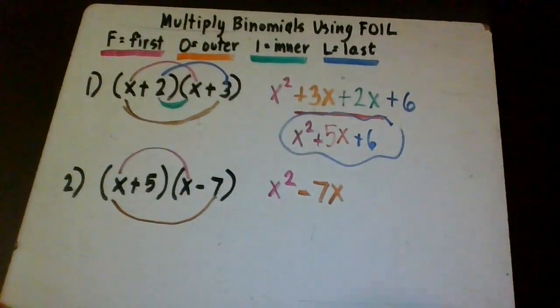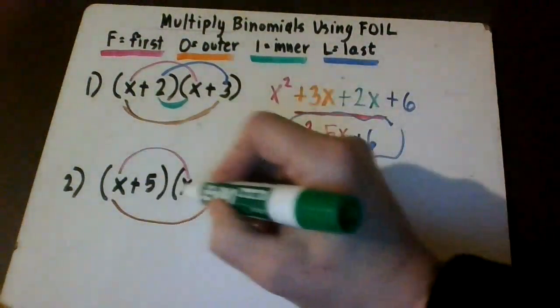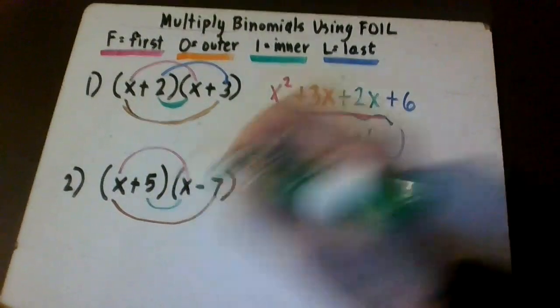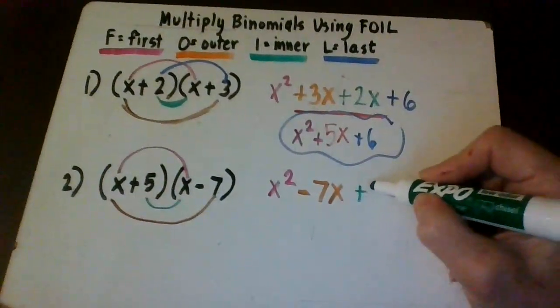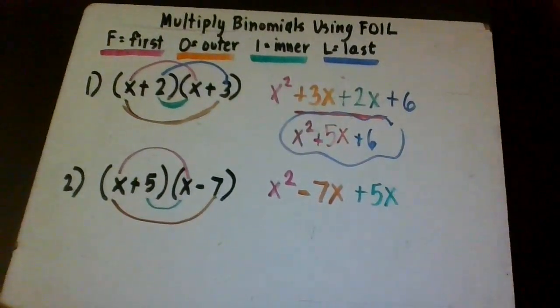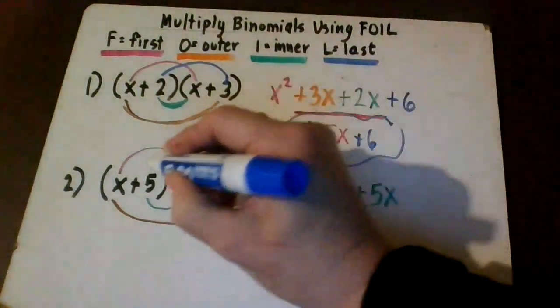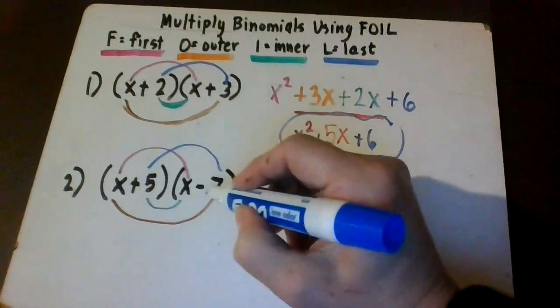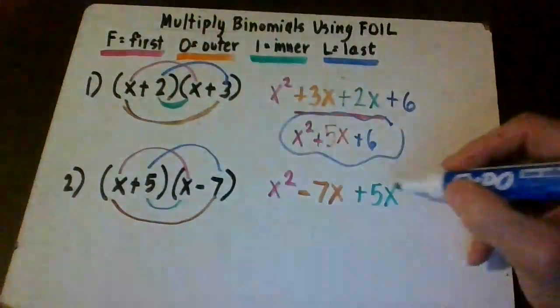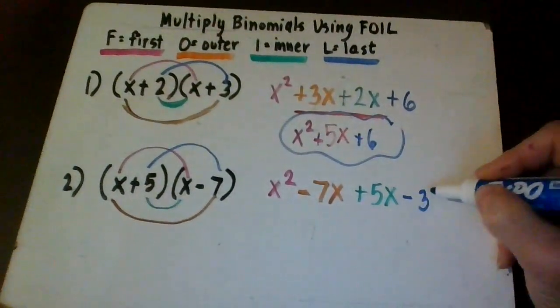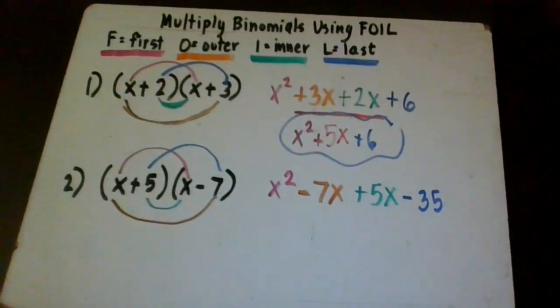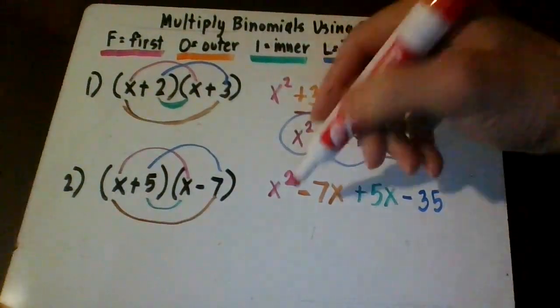Now we have the terms on the inside. So these two terms are on the inside. So it's 5 times x, which would be a positive 5x. And then you have the last two terms. Remember about that negative sign. So it's 5 times -7, which is -35.